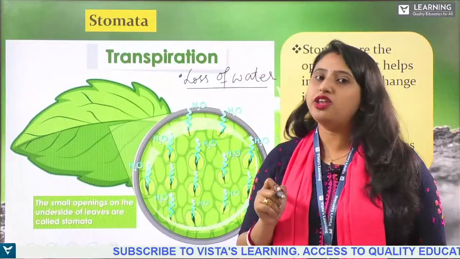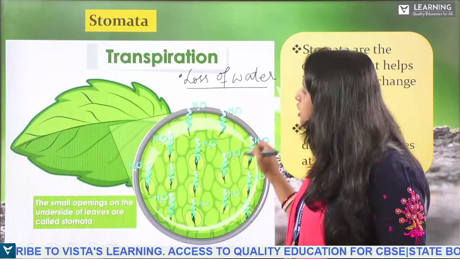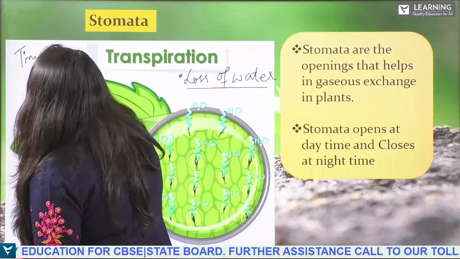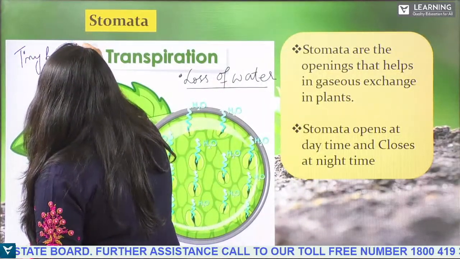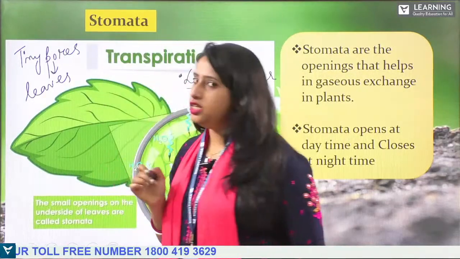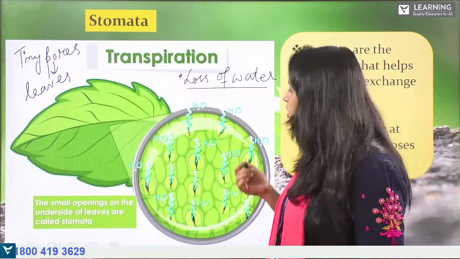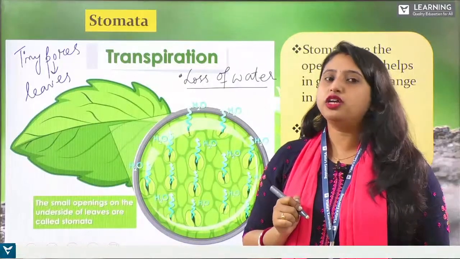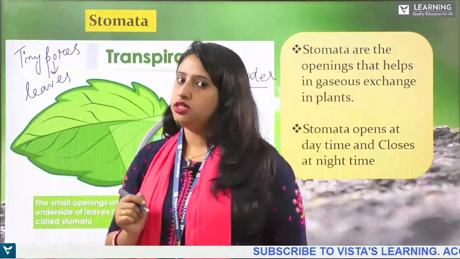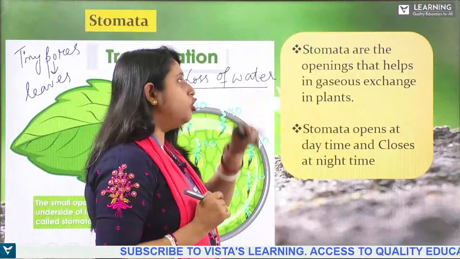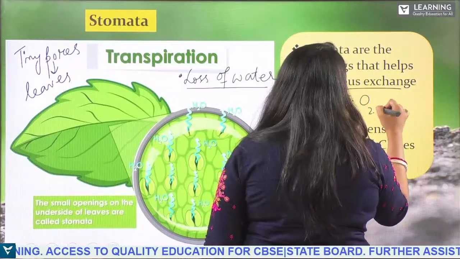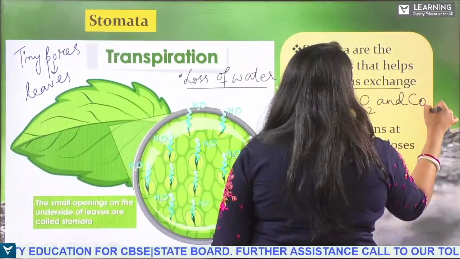As you know, when you see the leaves, you will see these tiny pores. What are the stomata? The stomata are nothing but the tiny pores which are present in leaves. Stomata is responsible for gases exchange of oxygen and carbon dioxide. Stomata are the openings that help in gaseous exchange. Exchange of what? Oxygen and carbon dioxide, right?